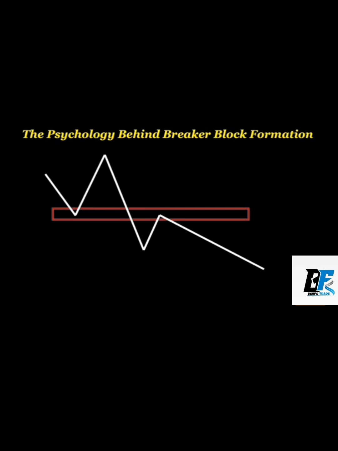But that's only part of the story. At the same time, banks and institutions recognize this failed level as a new point of interest, a breaker block. They use it as an opportunity to re-enter short positions, adding institutional selling momentum just as retail traders are exiting their longs. This double effect, trapped longs exiting and institutions selling, creates a powerful bearish reaction, reinforcing the breaker block as a highly reliable level.